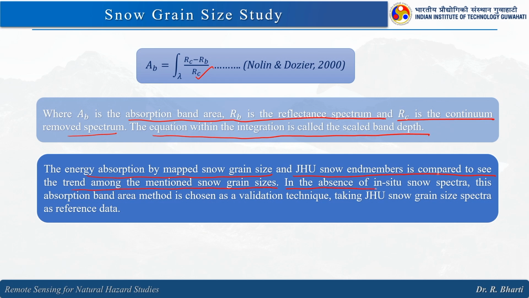In the absence of in situ snow spectra, this absorption band area method is chosen as a validation technique, taking GHU snow grain size spectra as our reference data, right. So, when we cannot visit the site and we do not have any information from the surface, then in that condition this is a very good method to validate.